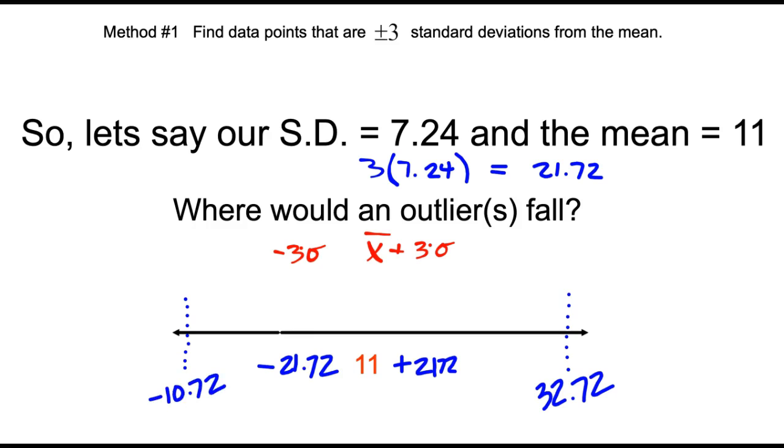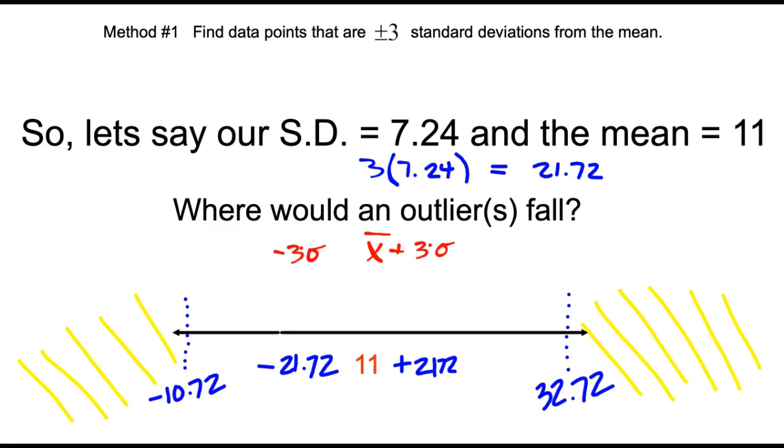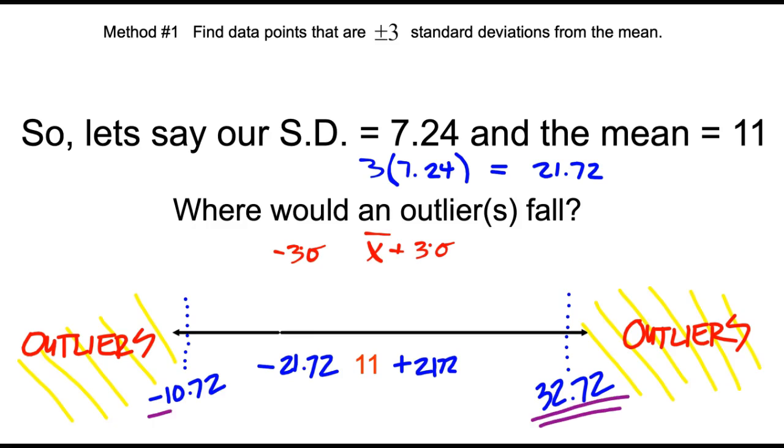So what that means is any element that is greater than 32.72 or less than negative 10.72 is where outliers would be. So anything over here or anything smaller on the left side would be considered an outlier, based on 3 standard deviations away from your mean. Okay, so what we'll have you do on the assessment is determine these boundary points by adding and subtracting 3 standard deviations from your mean.